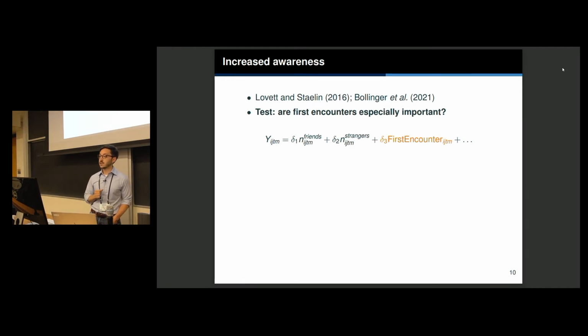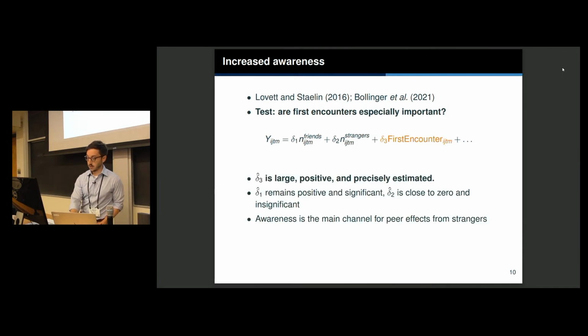So to test this awareness story, we're just going to think about whether first encounters are especially important, okay? So I'll introduce another term into the linear model, a dummy variable for a first encounter. It doesn't matter if it's with a friend or with a stranger, just whether match J is the first encounter you have with this cosmetic, okay? And what we find is a large, positive and precisely estimated delta 3. So that first encounter leads to a huge increase in the propensity to adopt.